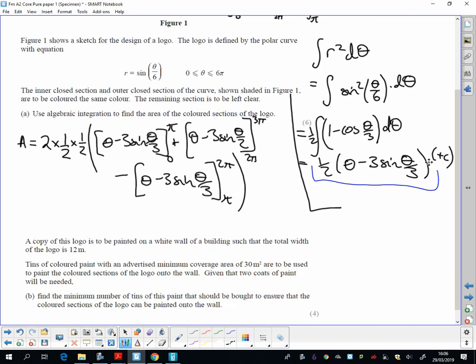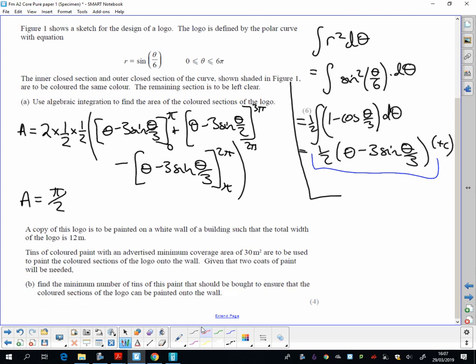If you then work all that out, so being careful, substituting your numbers in, you'll actually find a lot of it cancels out, and at the end you get that the area was pi over 2. Okay, once we found that out, and it's worth getting an answer so that we can do the second part, they're now going to scale this up. So the width of the logo is 12 meters. And then this has some info about paint, and we want to know how many tins of paint we need.